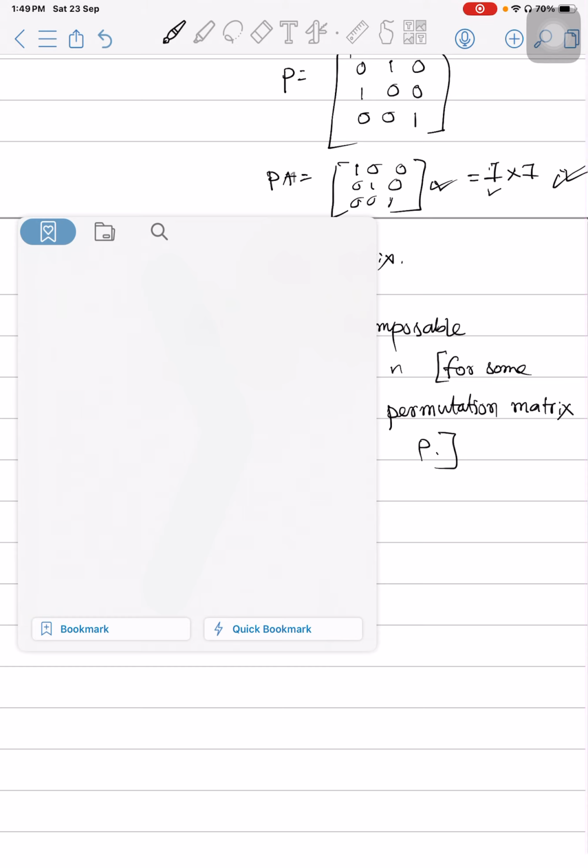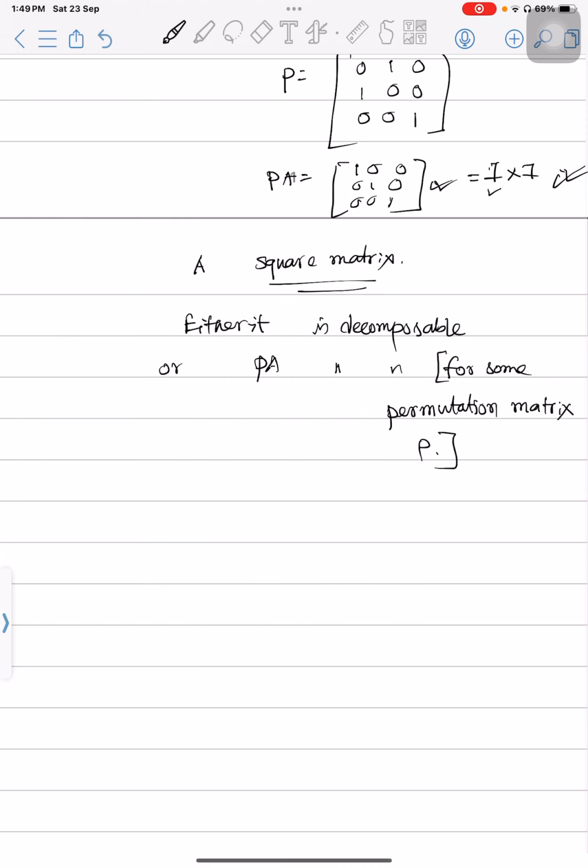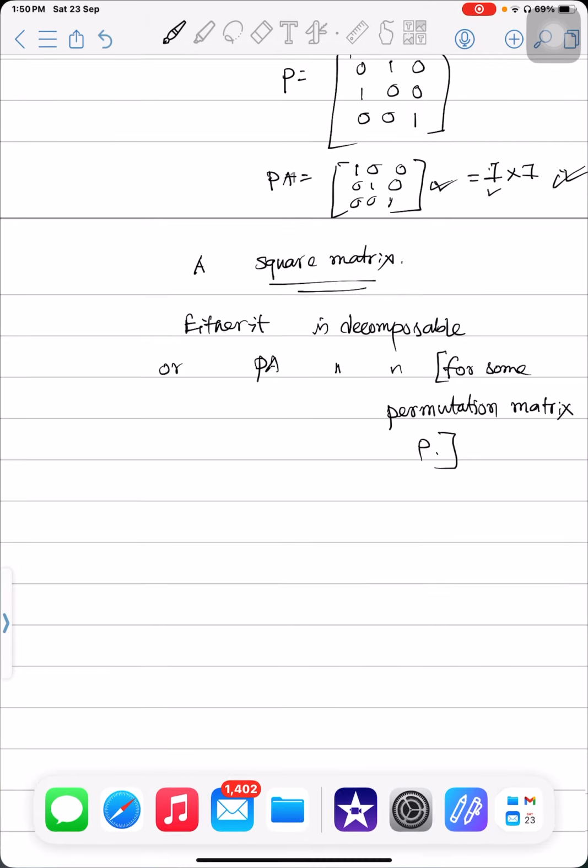Now the question appears: how do we know whether it is decomposable or not? So there is a particular document you can find in Wikipedia. Let me open it for you.